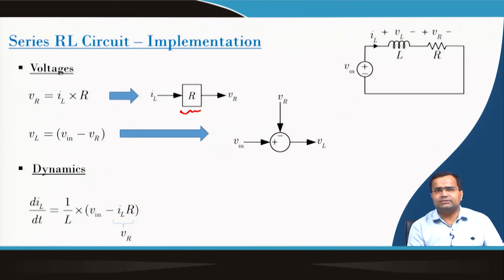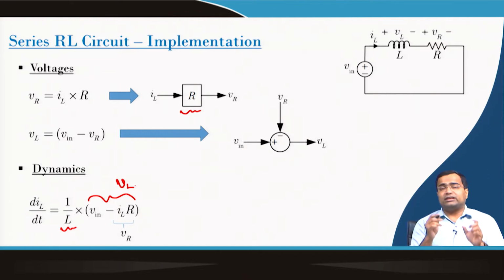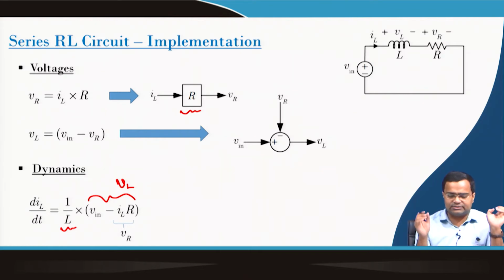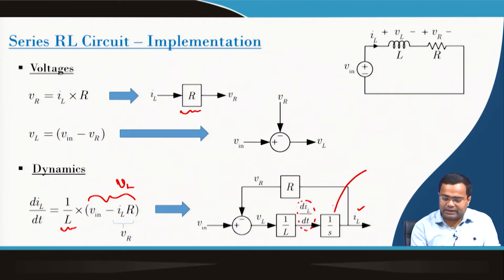Now, again the dynamics. So, dIL/dt is 1 by L into VL. This is the voltage across the inductor, which is nothing but V in minus IL into R. So, if we want to plug in this block, it is like a feedback block, where this is our dIL/dt, and if we integrate, then we will get the inductor current, and here we can set the initial condition of the inductor current.